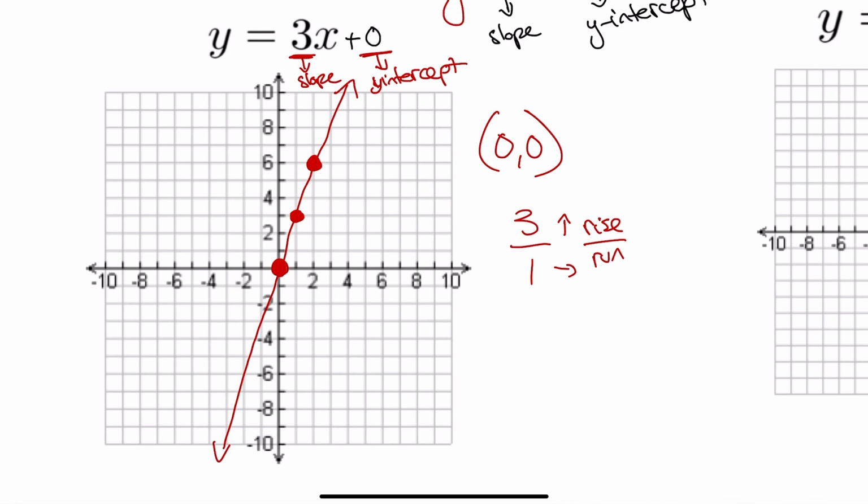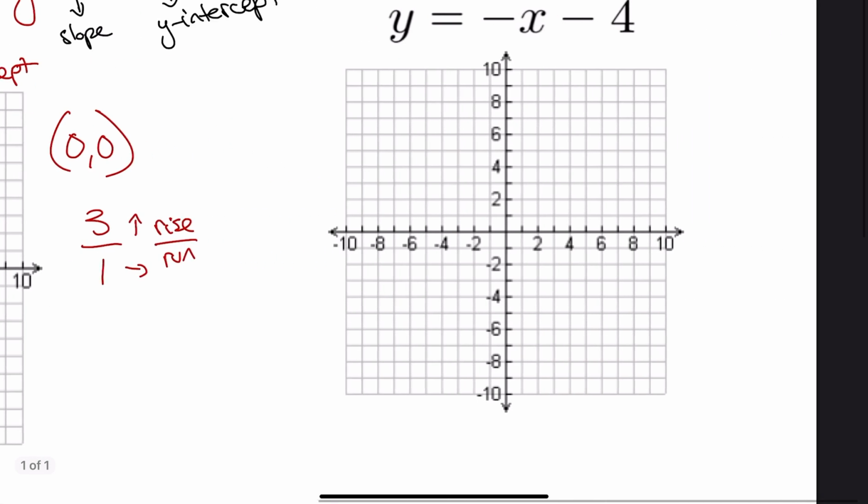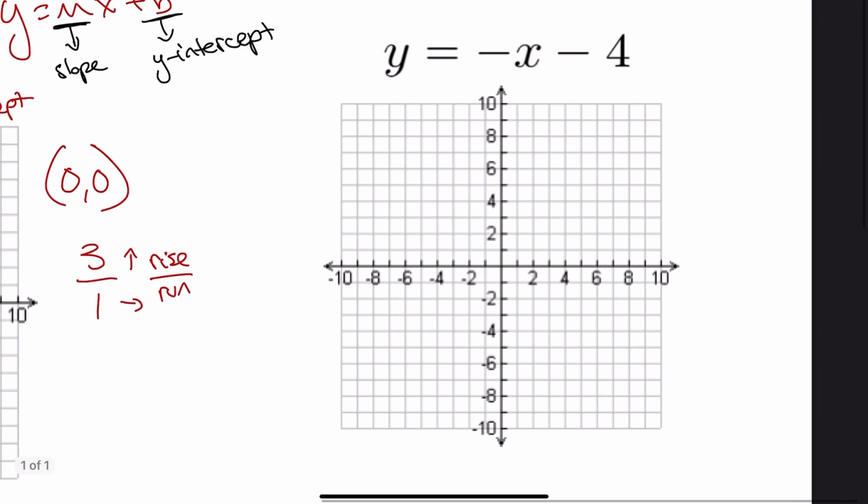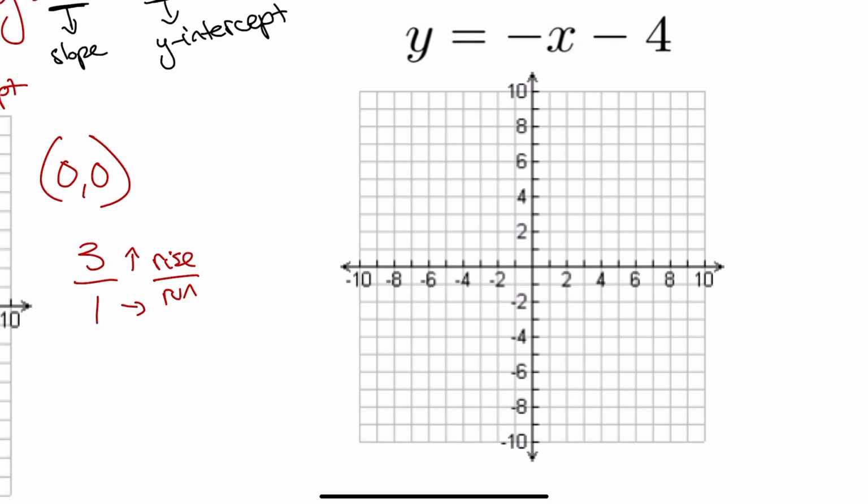Awesome. Okay. Next one. We're going to go through the same process. I'm going to take a look at the numbers that I have here. But, ooh, I see that there is not a number here with my x. But remember, whenever you have a variable, there is an invisible number in front of it. And that invisible number is going to be a 1. Okay, so this is telling us that our slope is going to be -1.